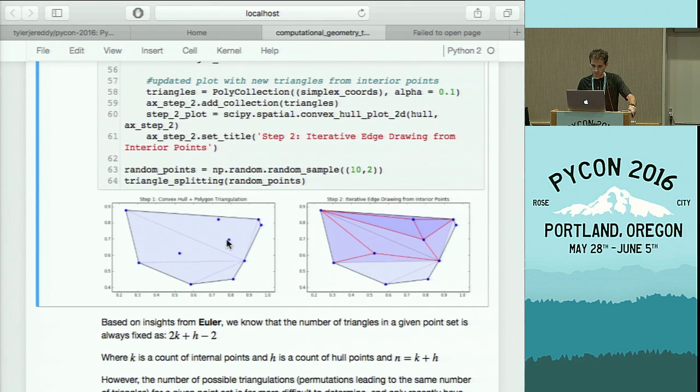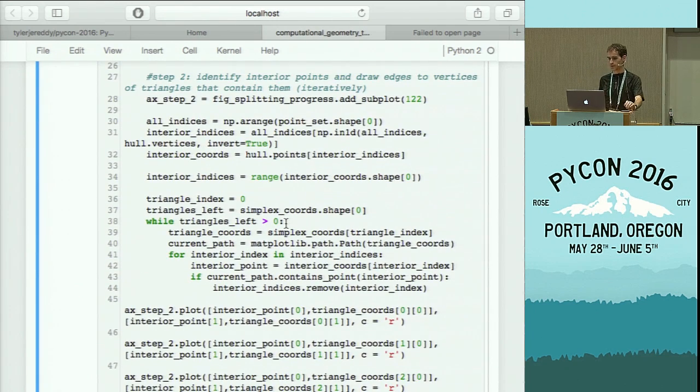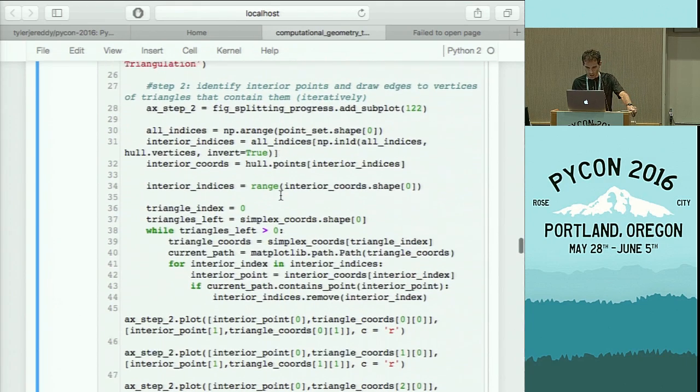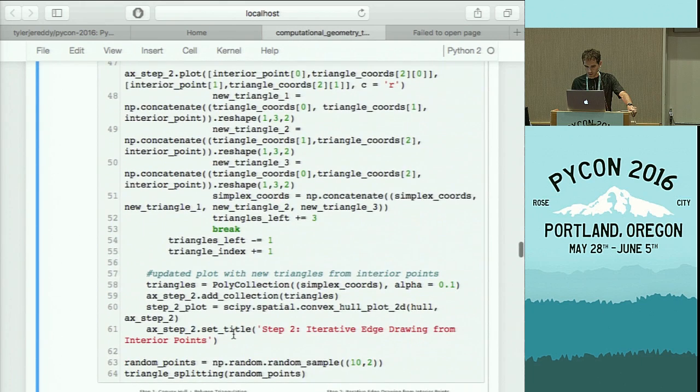So you could draw, for example, an edge here, an edge here, an edge here, and then you would use the new triangle again for this one. So you wouldn't use the same triangle for the second step. So all this code, this is why I didn't want to try code it live, because it actually took me a while to get all of the indexing and plotting to work properly for that.